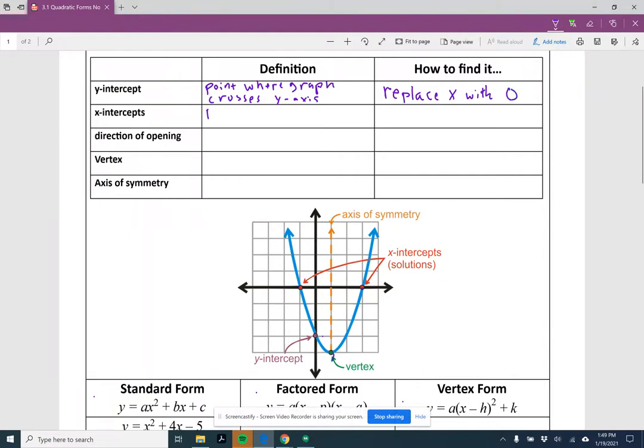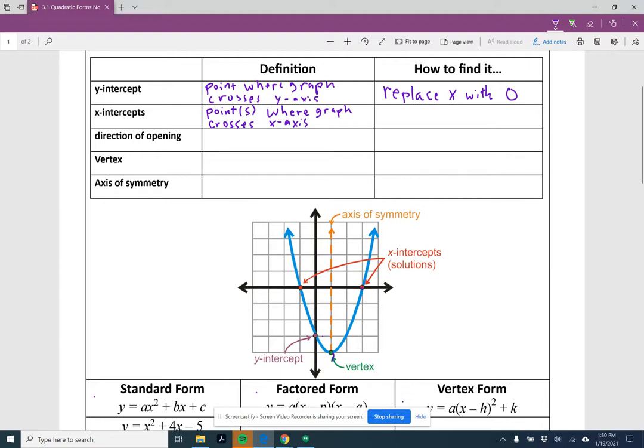X-intercepts, they're going to be points where the graph crosses the x-axis, point or points. When you're talking about quadratic functions, there can either be 2 x-intercepts, 1 x-intercept, or no x-intercept. So x-intercepts are points where the graph of your quadratic crosses the x-axis. And think about it. These 2 points right here on our graph, look at the graph here. Those 2 points are the x-intercepts.